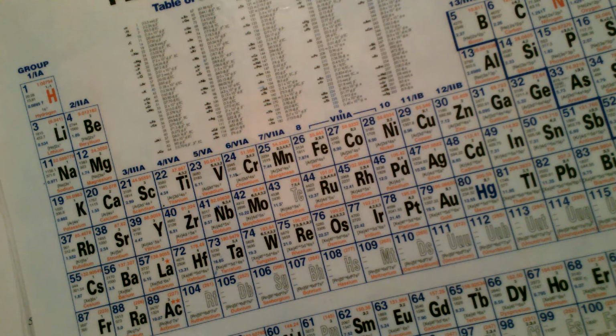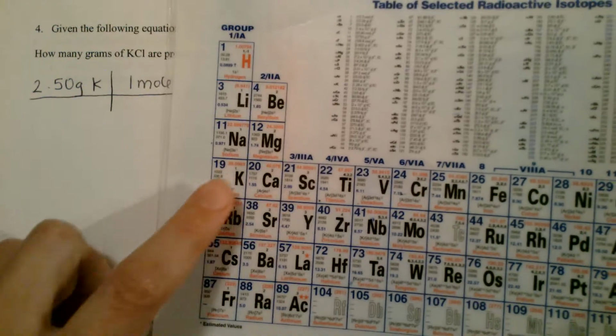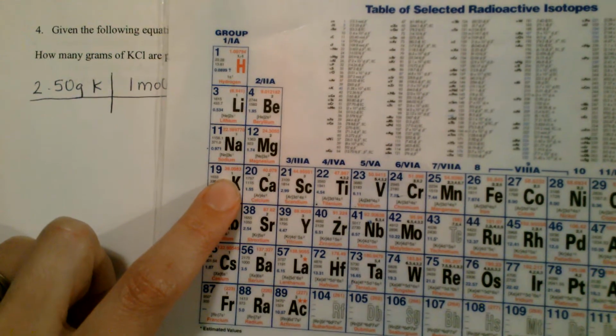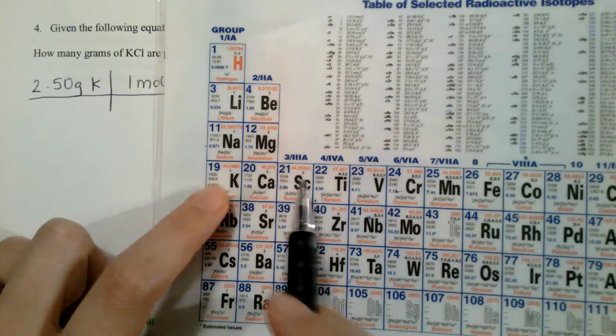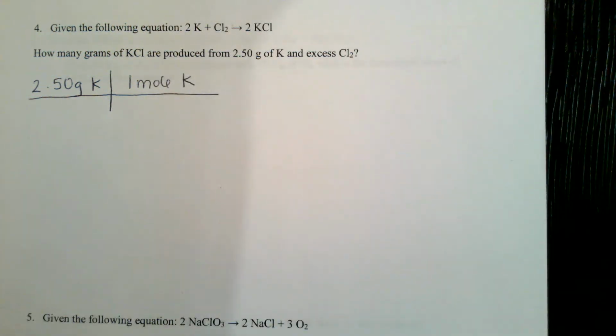So if we look at our periodic table, potassium is here. Let me zoom in a little bit. So potassium is here. We have 39.0983, so we'll call it 39.1.